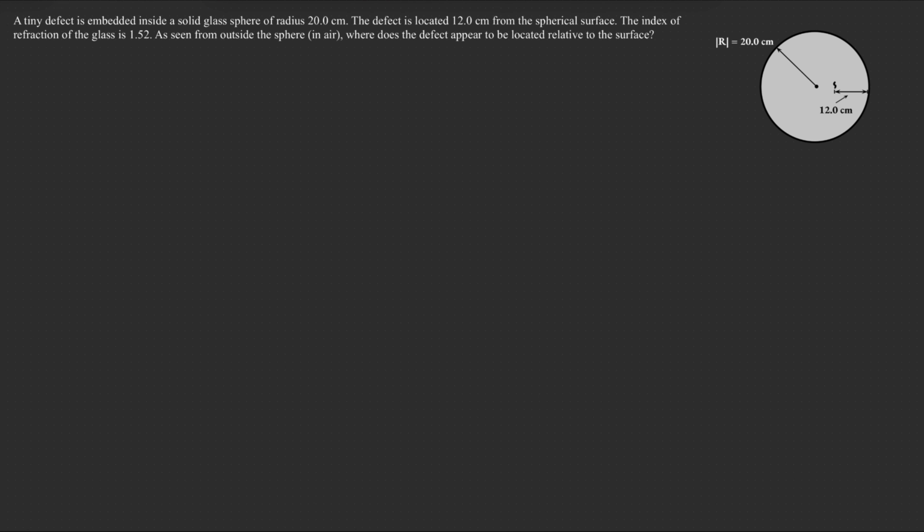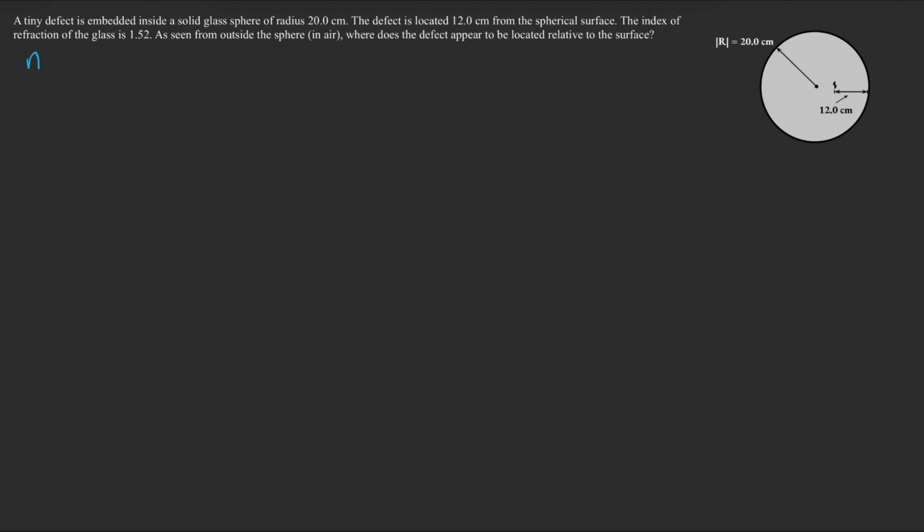So for our first problem, we have a tiny defect embedded inside a solid glass sphere of radius 20 centimeters. The defect is located 12 centimeters from the spherical surface. The index of refraction of the glass is 1.52. As seen from outside the sphere, or in air, where does the defect appear to be located relative to the surface? So, the first thing we want to do is write our equation.